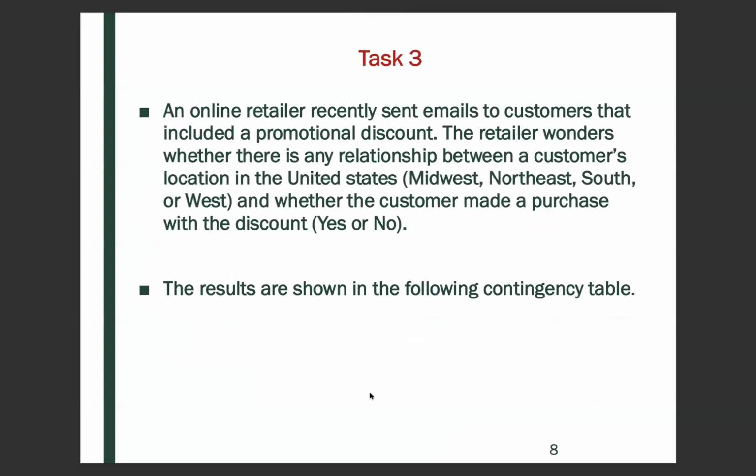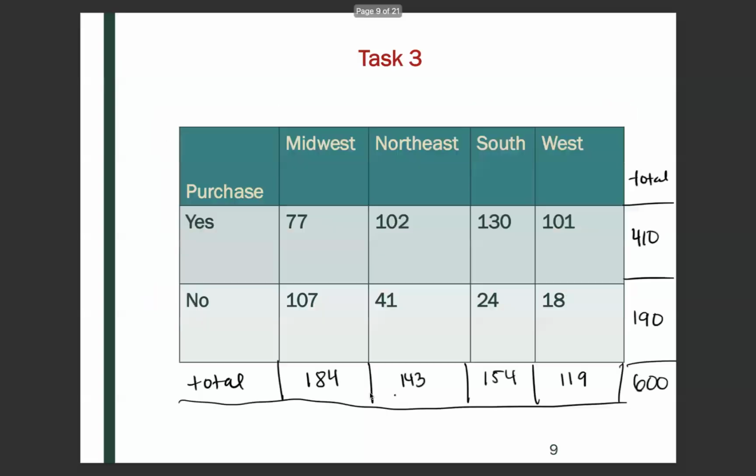Task 3. An online retailer recently sent emails to customers that included a promotional discount. The retailer wonders whether there's any relationship between a customer's location in the United States, so Midwest, Northeast, South, or West, and whether the customer made a purchase with a discount. So yes, they made a purchase, or no, they did not. The results are shown in the following contingency table.